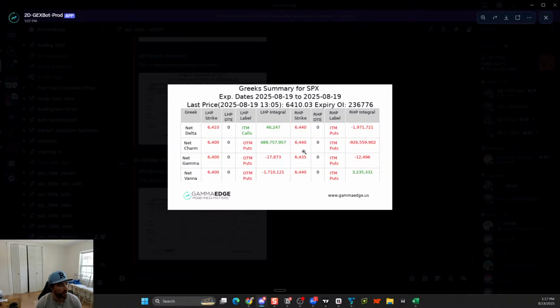But right now we have a lot of charm pressing down on the market, negative charm. So as time passes, all else equal, negative flows are coming into the market. Again, that's why we need to see significant buying come in if we want to flip those flows. It does not look very likely right now, just given what the structure looks like.